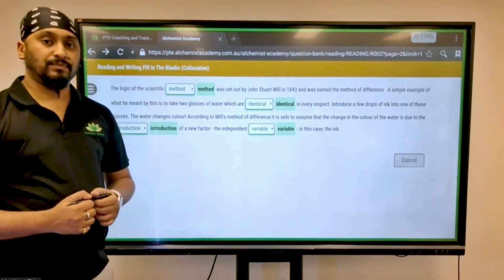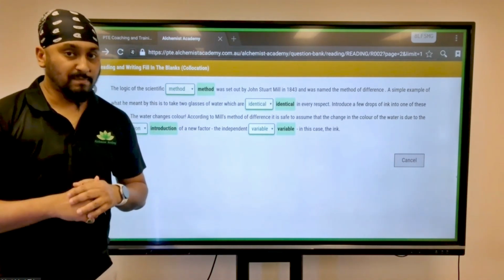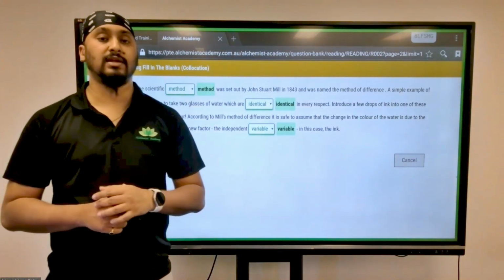Okay, there you go. So again, reading the question carefully and trying to understand what the passage is trying to communicate is really important.